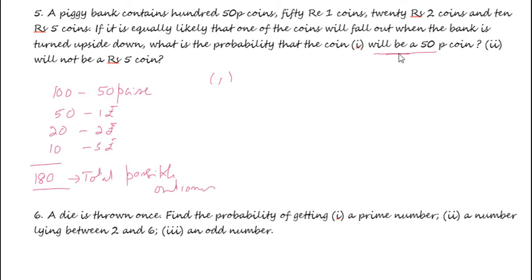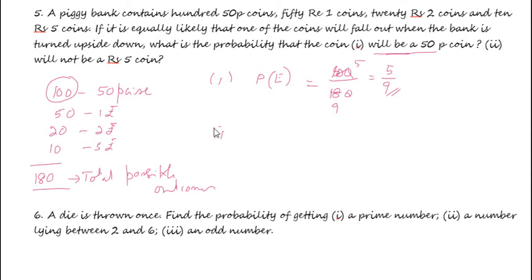Now the first one will be a 50 paise coin. That is, now P(E), the event is a 50 paise coin, that is equal to the favorable outcomes. What are the favorable outcomes? 50 paise coin falling, how many are there? There are 100 50 paise coins. So any one of these coins can fall. So favorable outcomes is 100 divided by the total possible outcomes 180. So the answer is, this is 5, this is 9. So 5 by 9.